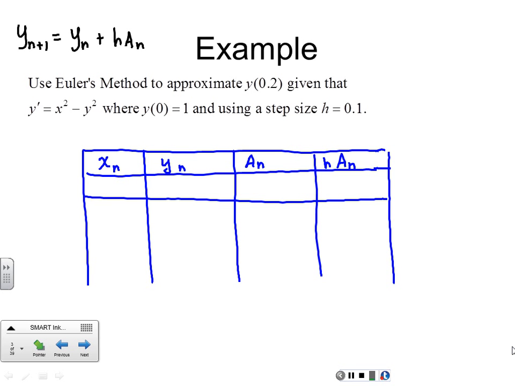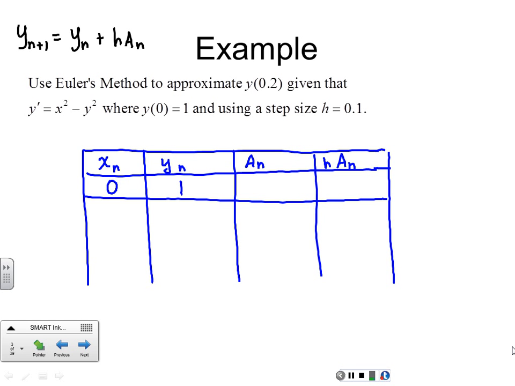0. How'd you get that? Y of 0 equals 1. That's your initial value. Initial means at the beginning, right? How do we start out? Your initial value. So 0 is going to be my first x. What's my first y sub n then? 1. Easy first two blanks.